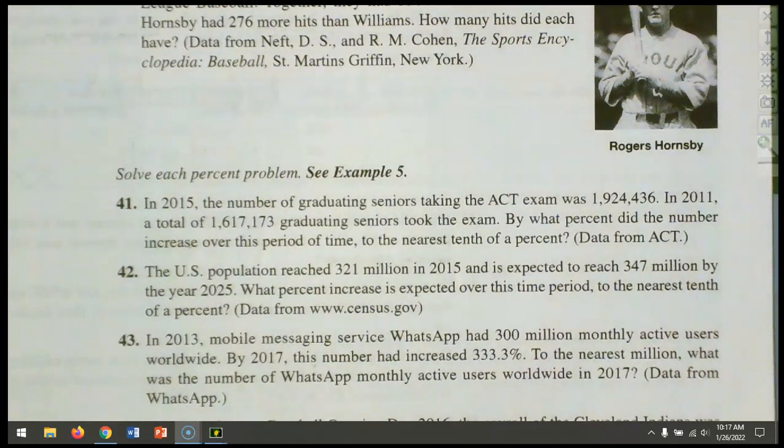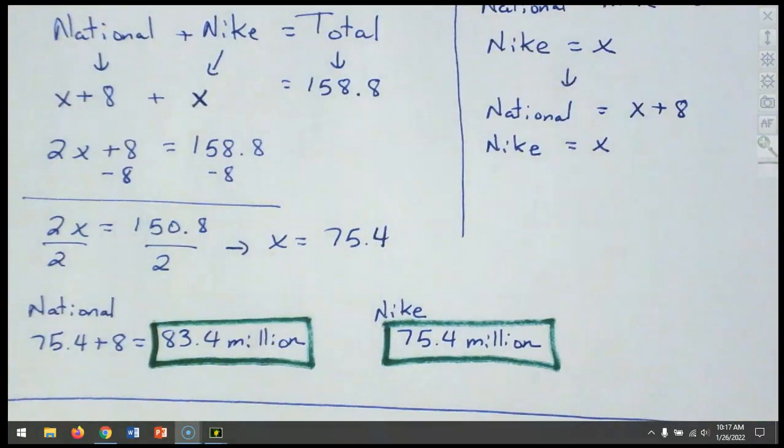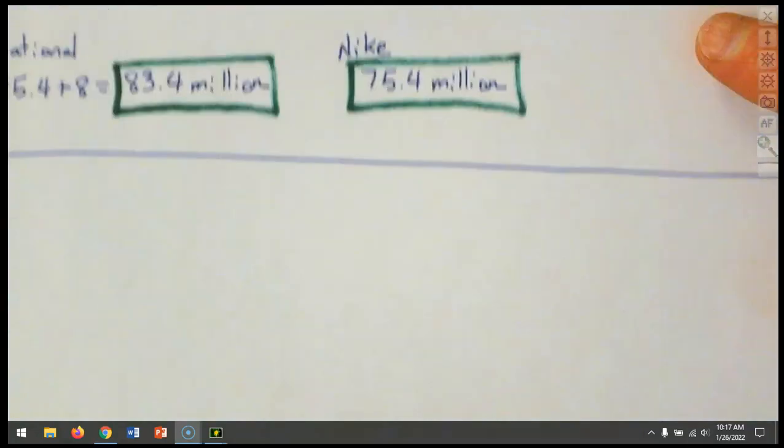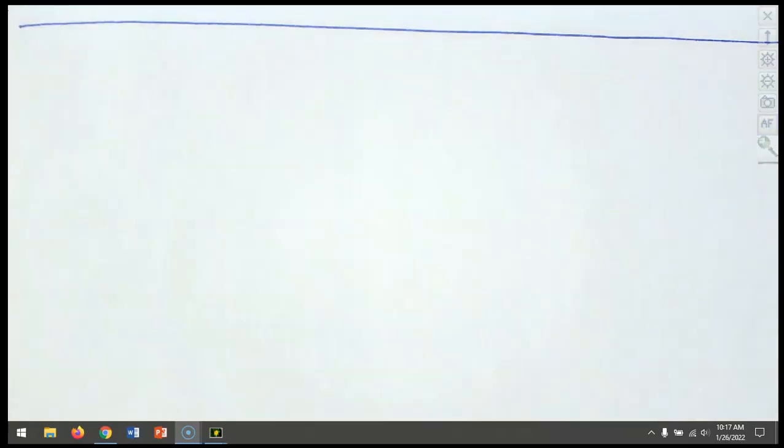Now, what's happening to the population? Is it going up or is it going down? Population in the United States is going up, right? So it's an increase. We're going to, again, write this in terms of words. And this is question 42.